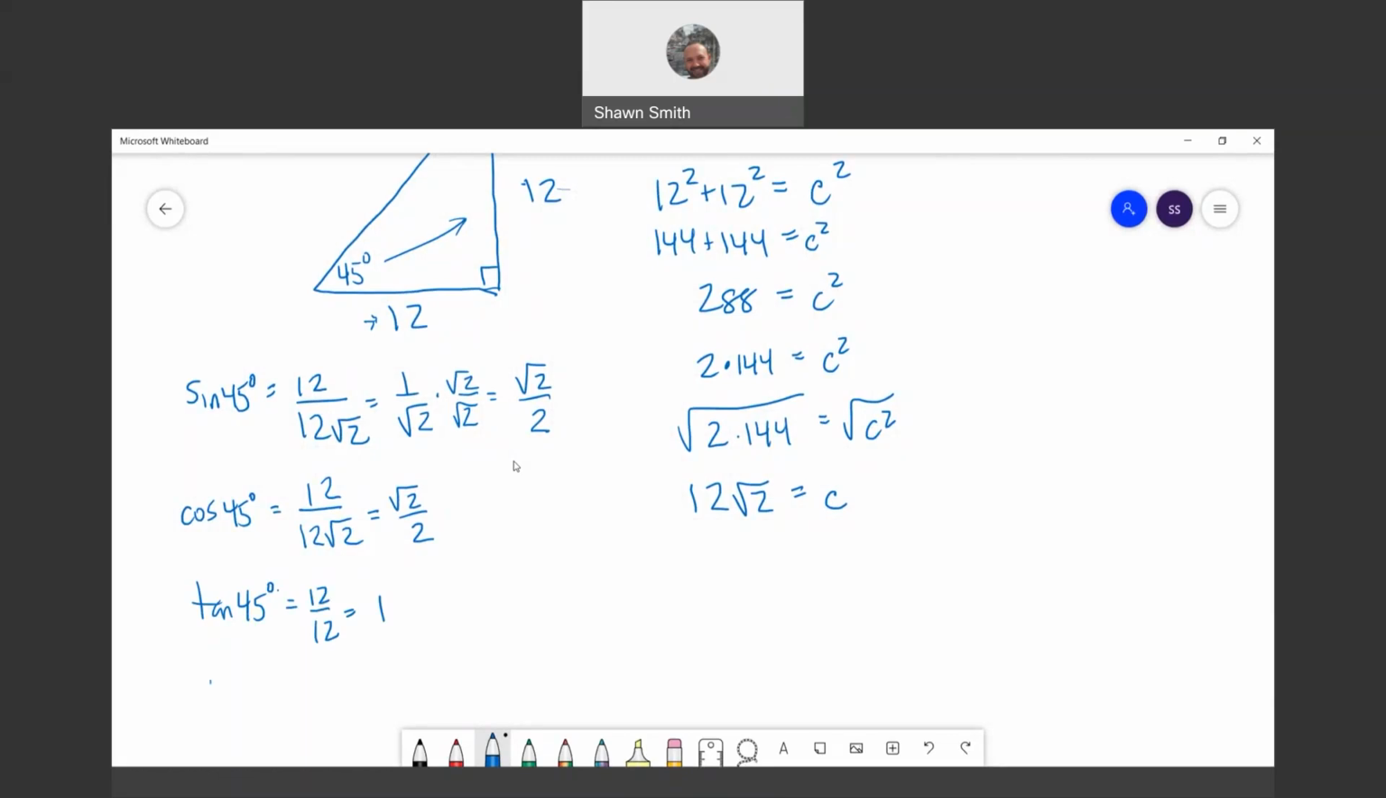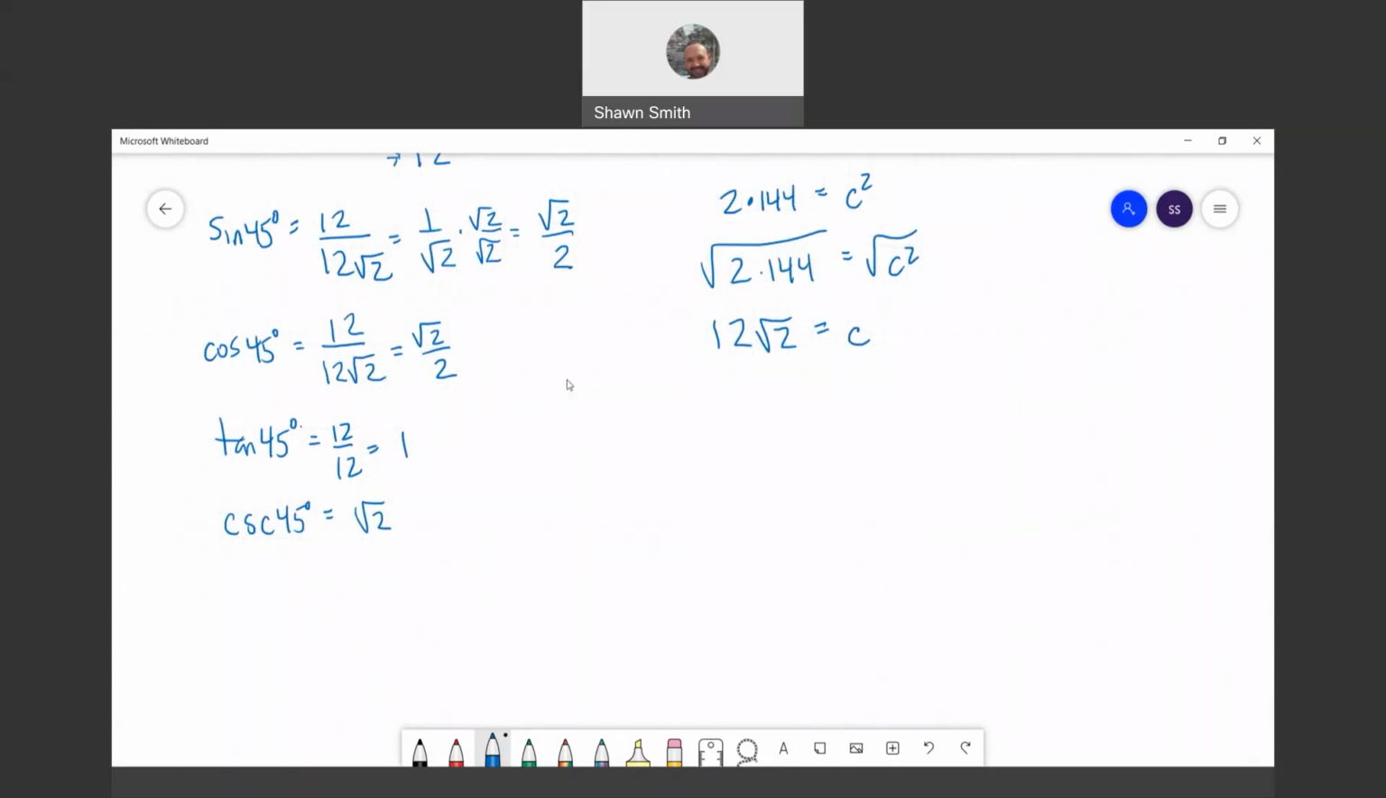And let's continue doing the reciprocals. Cosecant of 45 degrees. We flip sine of 45 degrees. You can flip it right here. That's just square root of 2. Secant of 45 degrees, same thing, flipping cosine of 45 gives you the square root of 2 as well. And lastly, cotangent of 45, flipping 1 gives you 1.